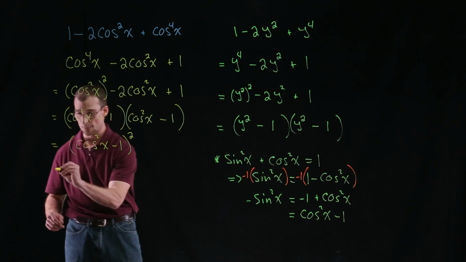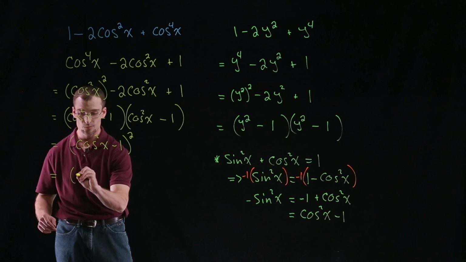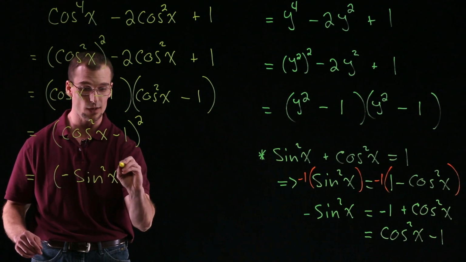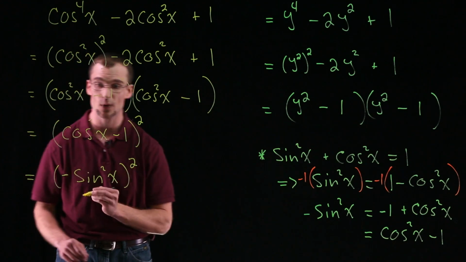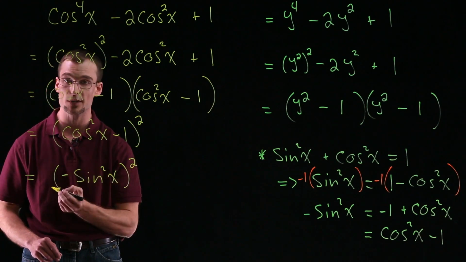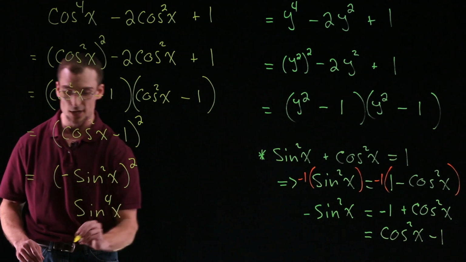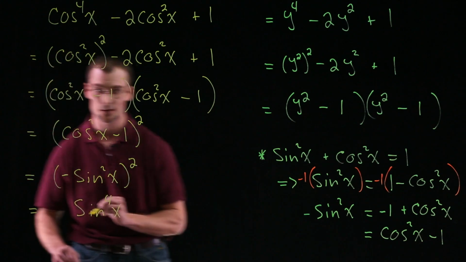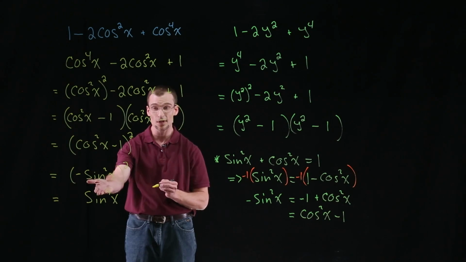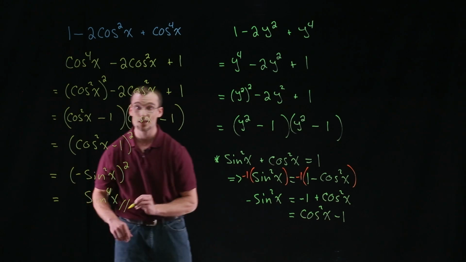So here we go. Substituting for cosine squared x minus 1, we have negative sine squared x, which is being squared. So we just square this. Squaring a negative makes it positive, and squaring sine squared gives us sine to the fourth x. So there we have it. We've factored the trigonometric expression and simplified as far as we can go using fundamental trig identities. Thank you very much.